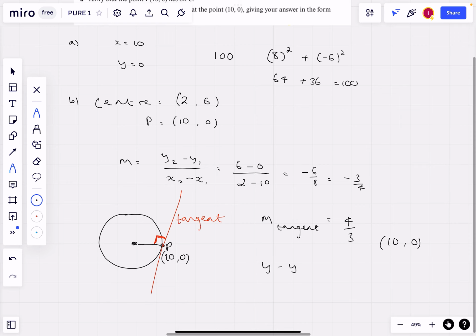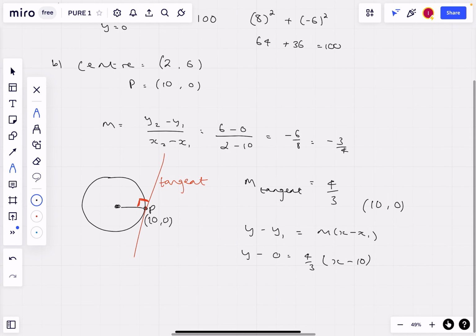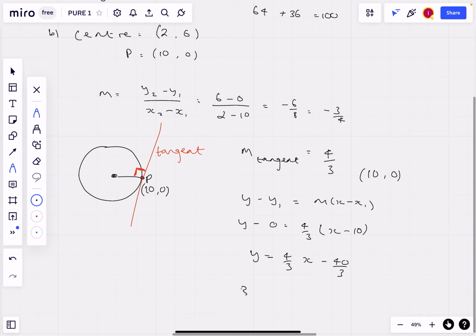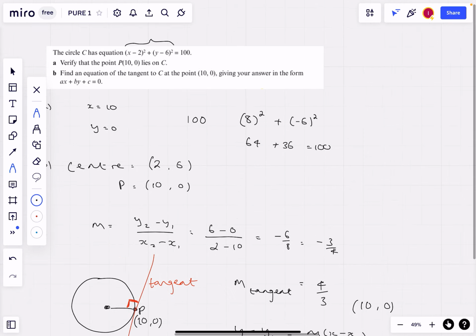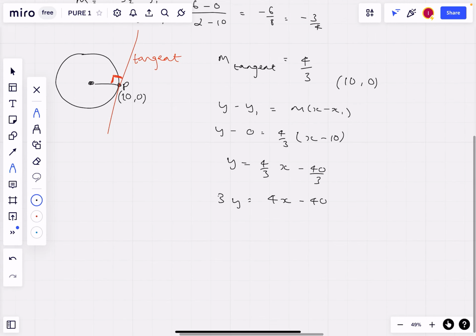So y minus y1 equals m times (x minus x1). y minus 0 equals 4 over 3 times (x minus 10). So y equals 4 over 3 x minus 40 over 3. If we times everything by 3, then we get rid of the fractions on the right. We want it in ax plus by plus c form. So we get 4x minus 3y minus 40 equals 0. Just move the 3y to the right-hand side. Okay, that's that one done.